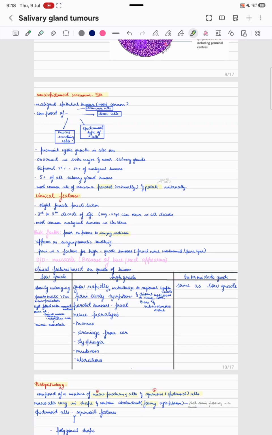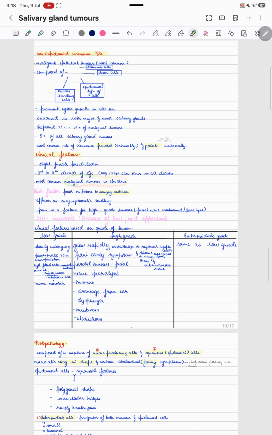It is also the most common malignant tumor seen in children. See, I told you, it occurs in little younger people. So the risk factor is ionizing radiation. Everybody says that, right? For a cancer, the most predisposing factor is radiation.